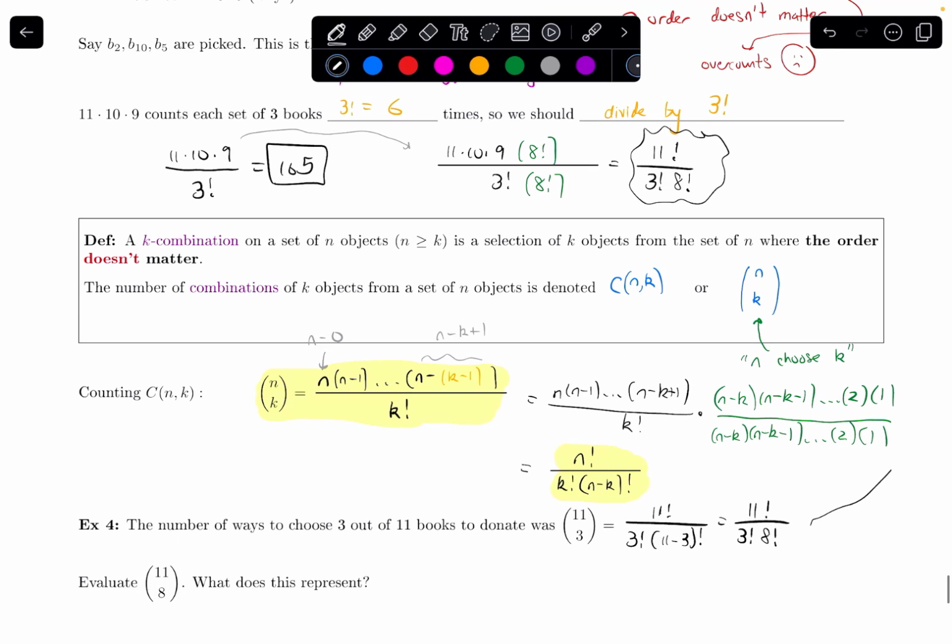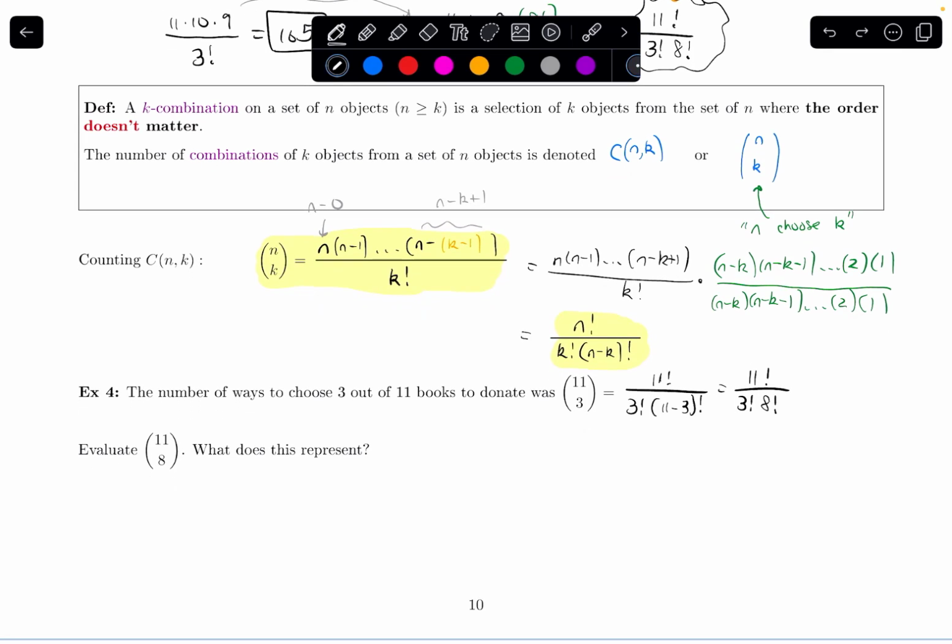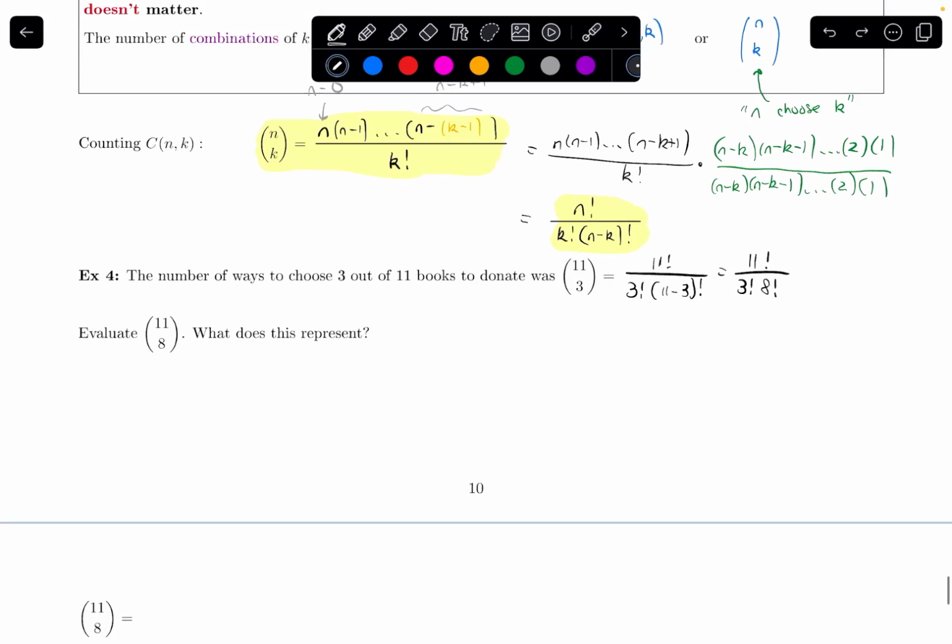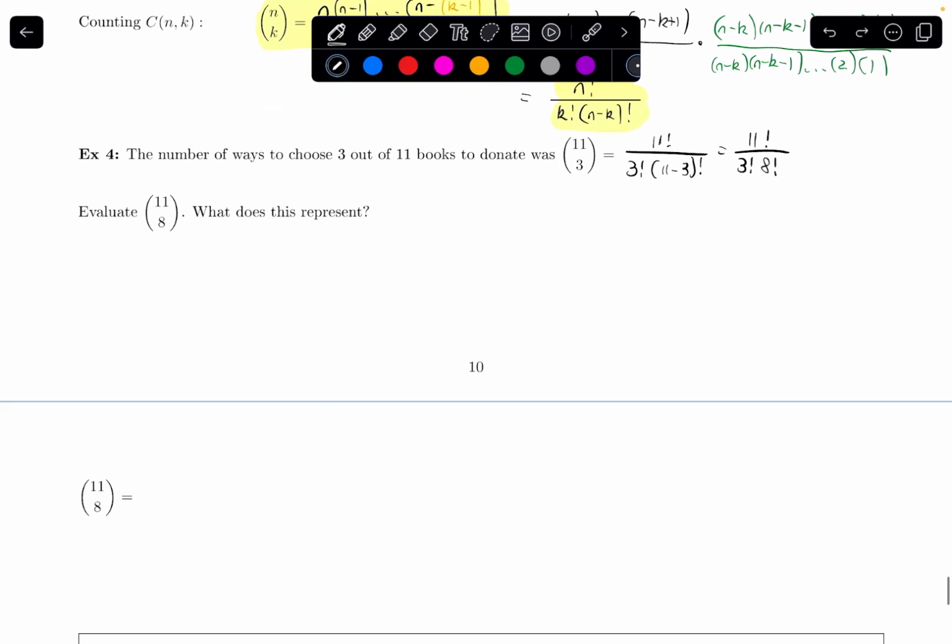And as we saw above, that's the same thing that we got up above. So that's good. This formula seems to work, at least in this one example. Okay, so follow-up question. Let's evaluate 11 choose 8, and then let's figure out, what does this quantity represent? So what is 11 choose 8? Okay, let's work this out on the next page.